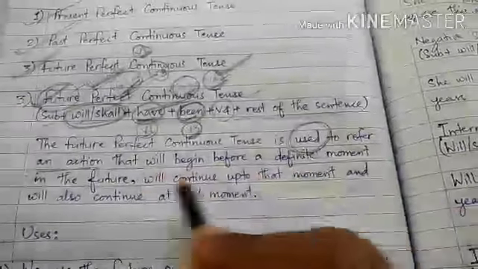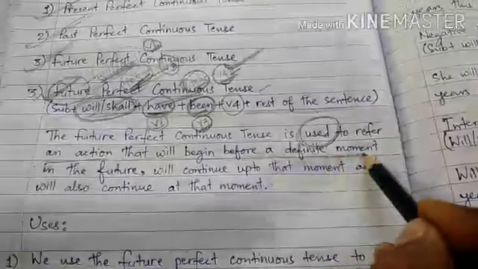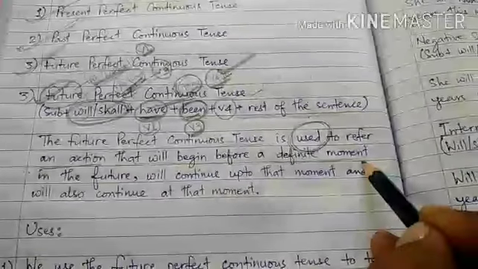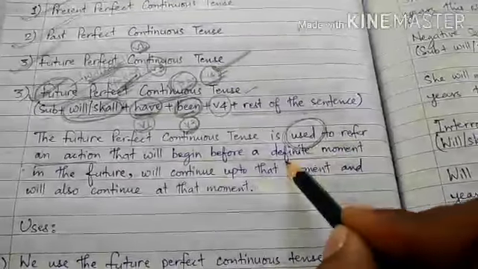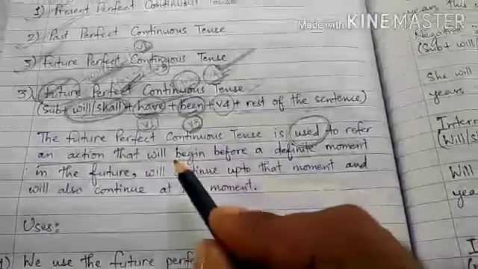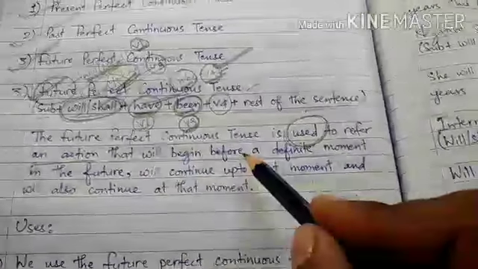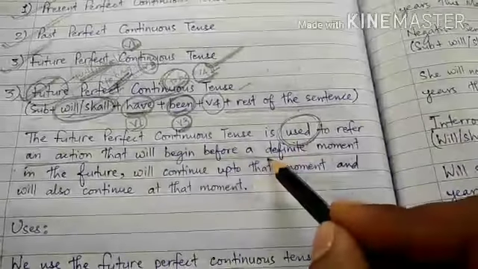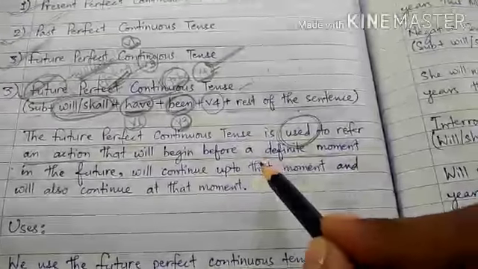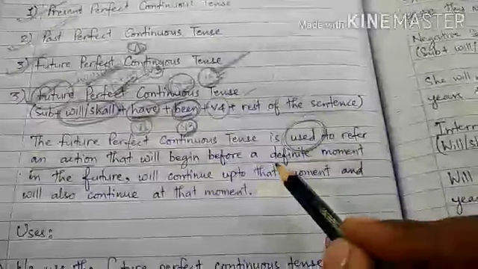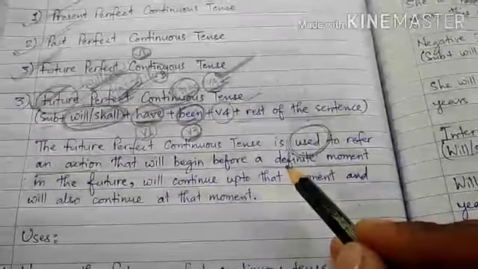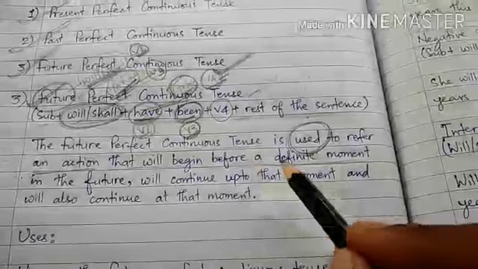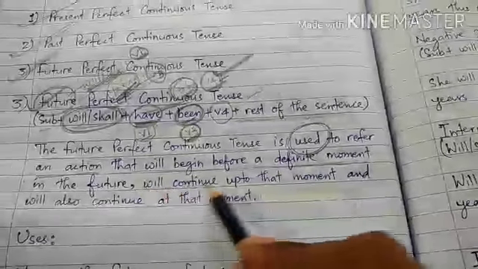फ्यूचर में कोई एक ऐसा काम, ऐसा समय दिया जाएगा कि वो समय से पहले वो शुरू होगा, अभी शुरू हुआ नहीं. It is a future tense, it is a future action that will begin in future before a definite moment. किसी एक खास मोमेंट के पहले वो स्टार्ट होगा. And what happens after that, it will continue up to that very moment.